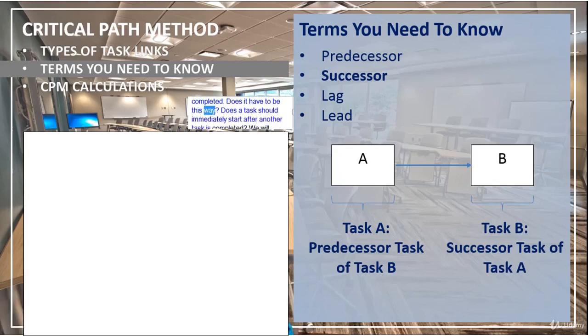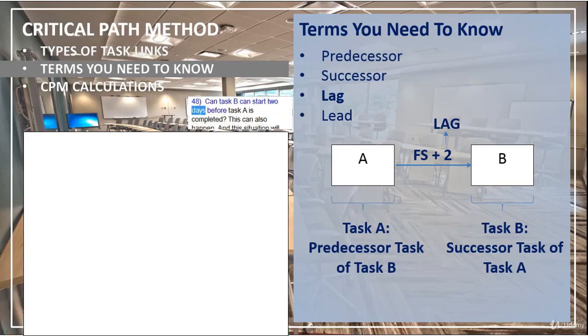Does it have to be this way? Should a task immediately start after another task is completed? We will encounter many cases where this is not the case. For example, task B can start 2 days after task A is completed. Here, these 2 days represent the term lag. Lag is generally shown on top of the arrow. We will see how to add the lag in MS Project in our following lectures.